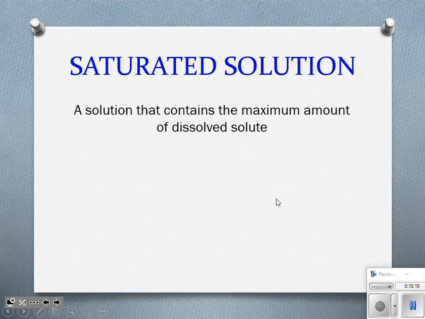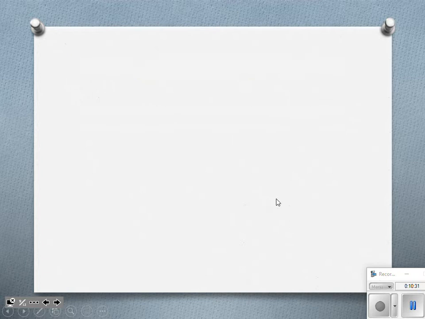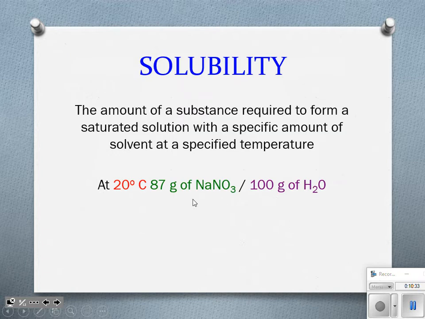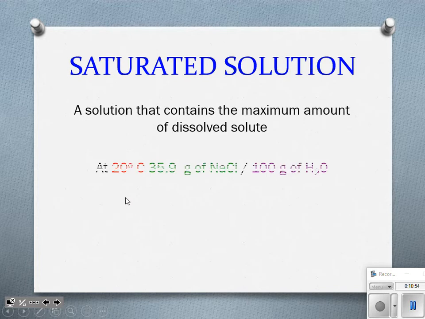Now, a saturated solution is a solution that contains the maximum amount of dissolved solute. So, if I would go back to here and say, all right, here is the maximum amount of solute, 87 grams, that I can dissolve in 100 grams of water at 20 degrees Celsius. That would be my saturated solution. That's the most I can dissolve at that temperature with that amount of water. So that would be saturated, okay?